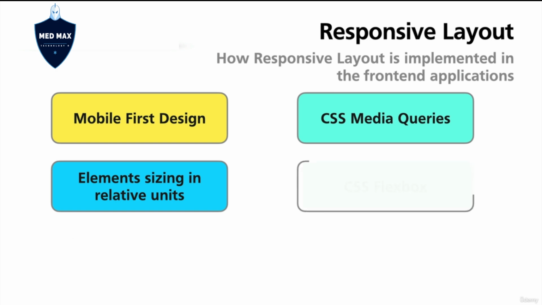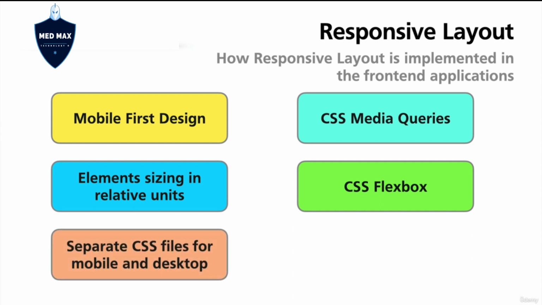CSS Flexbox, or Flexible Box model, is a layout model which greatly simplifies positioning of the elements on the screen, depending on the screen size. You could control dimensions of each item, quantity of the items in each row, relative positioning of the elements, and spacing between them.